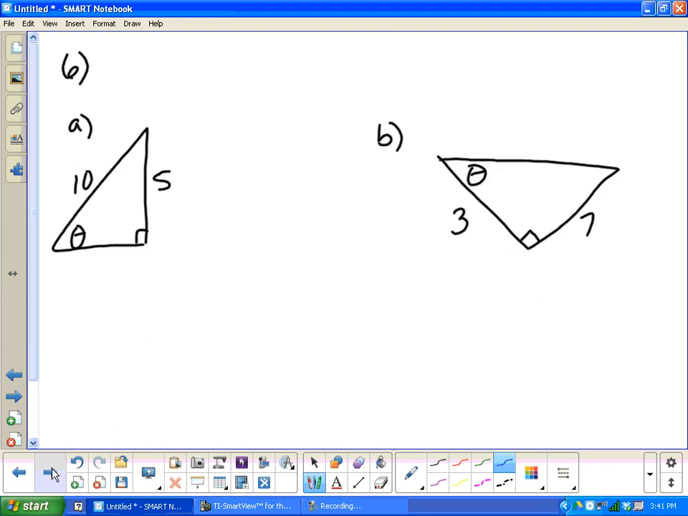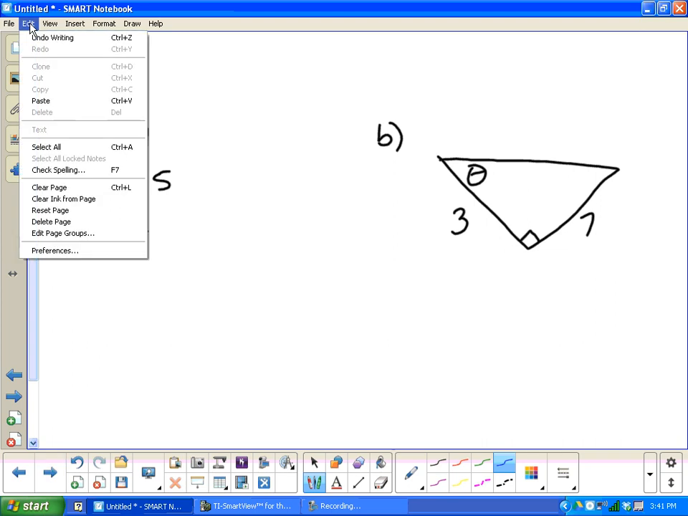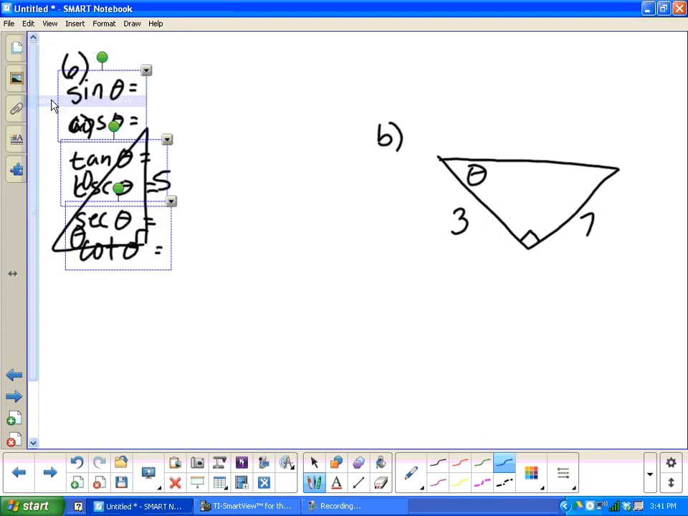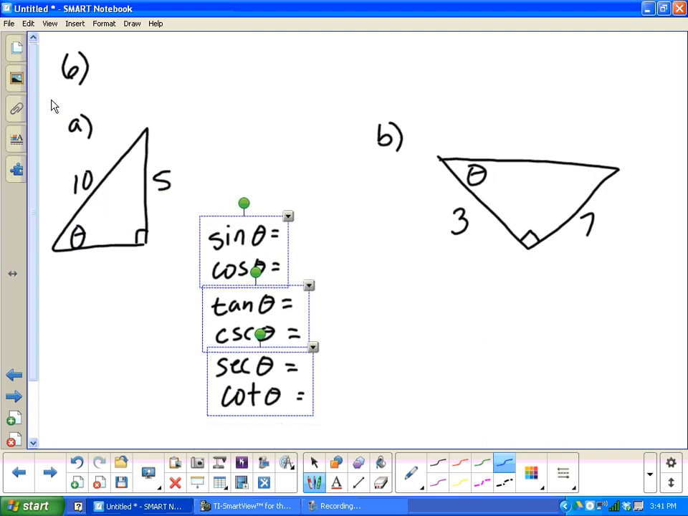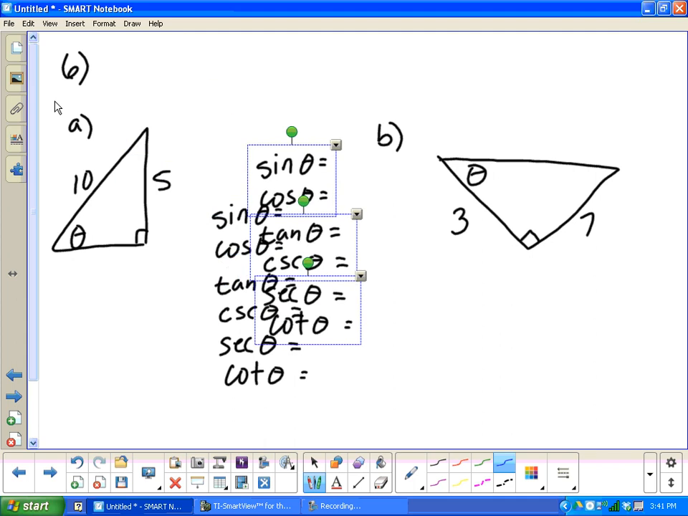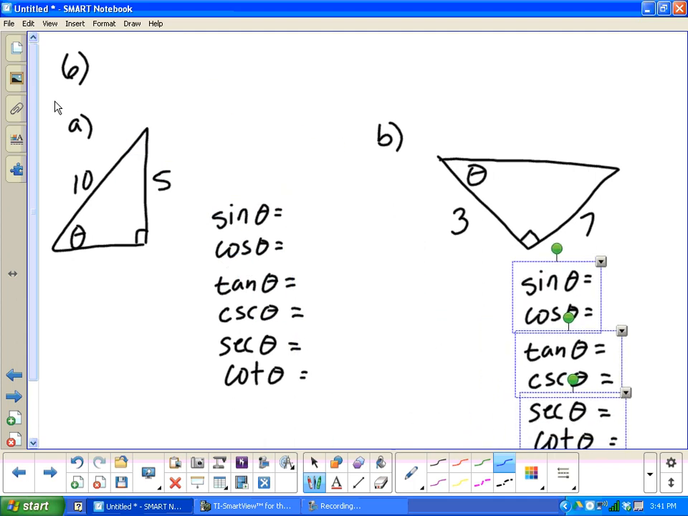All right, on 6, you had 2 triangles where I think you had to name the 6 ratios. Yeah, let me do this real quick. I love the paste function here. Okay, now let's fill these in. Now let's go over our ratios here.